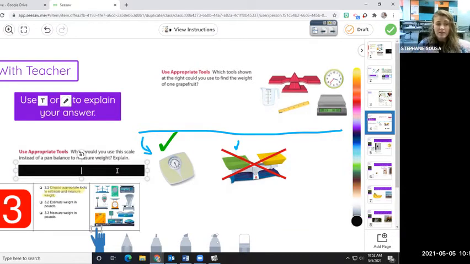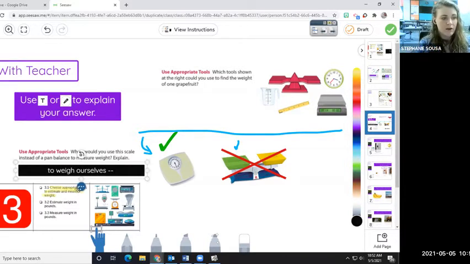Also, that pan scale requires me to balance it. So I would have to stand on one side, and then I'd have to pick up all of these weights that weigh as much as me and keep putting them on there until it was balanced. That's going to take a lot of time and effort when I can just stand on a scale. So we might use this scale to weigh ourselves.